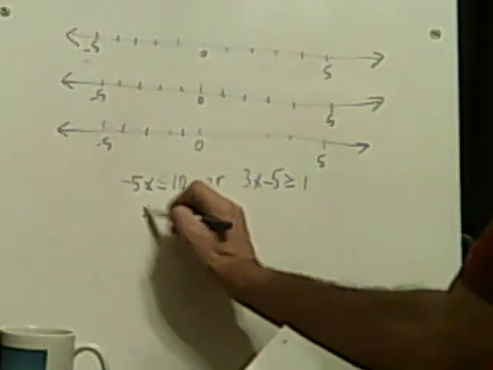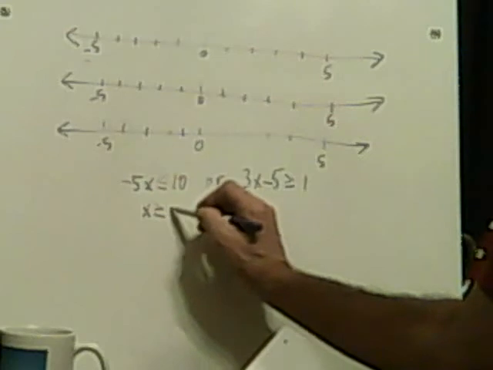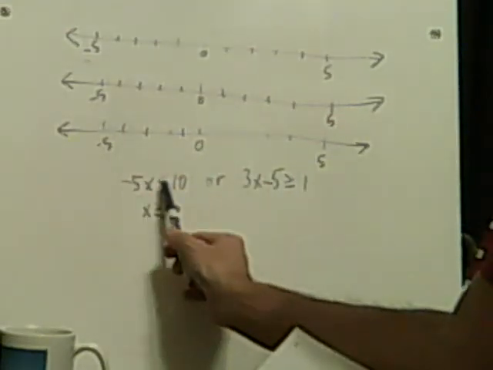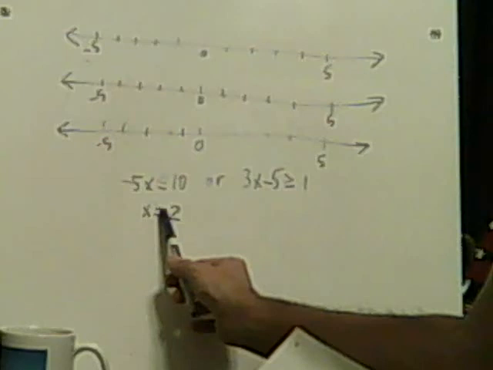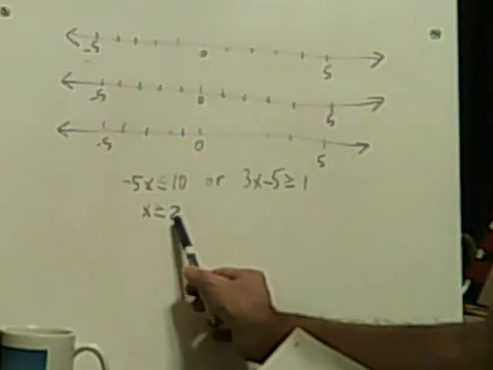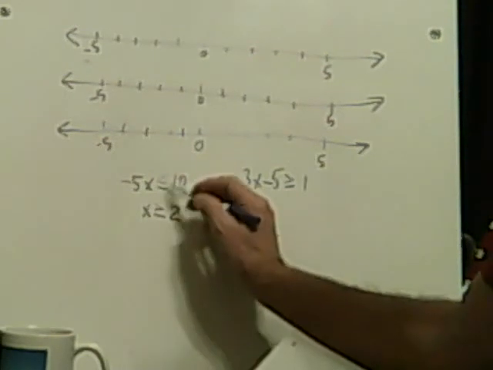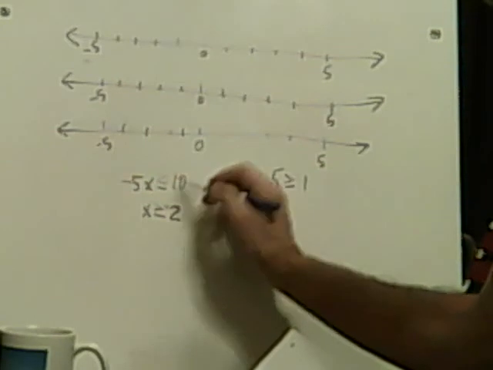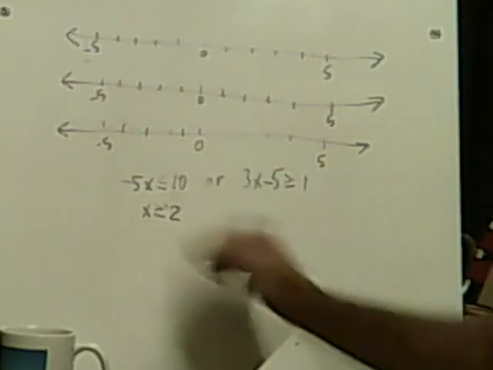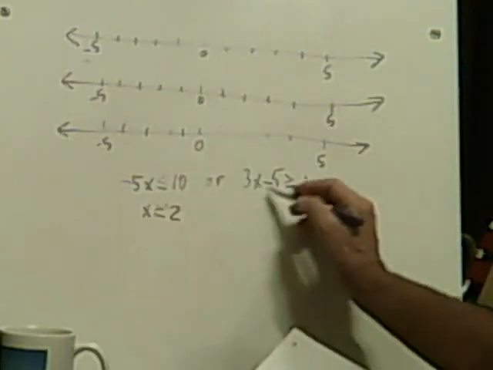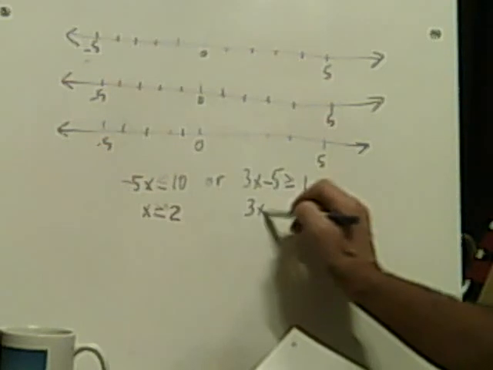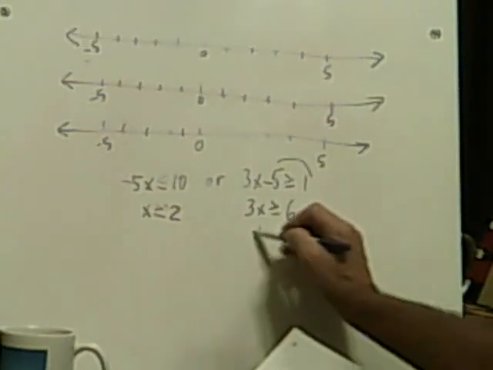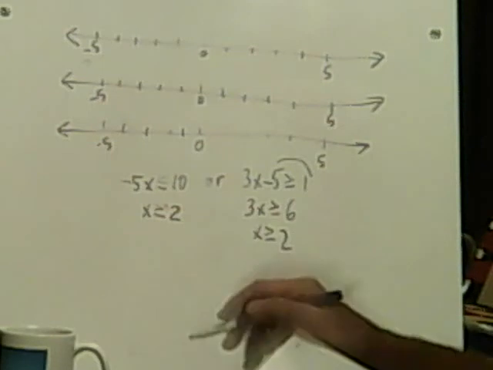So this is going to be x greater than or equal to 2. Because I have to divide both sides by the -5, that's going to turn the less than into a greater than sign. And the 10 divided by the 5 is going to be 2. And I forgot to leave the negative sign on there because it's 10 divided by -5. So x is greater than or equal to -2. And on this side, it's going to be 3x greater than or equal to 6, because I have to bring that over to the other side. And that's going to be x greater than or equal to 2.